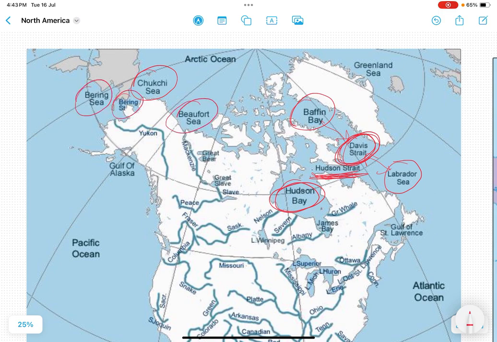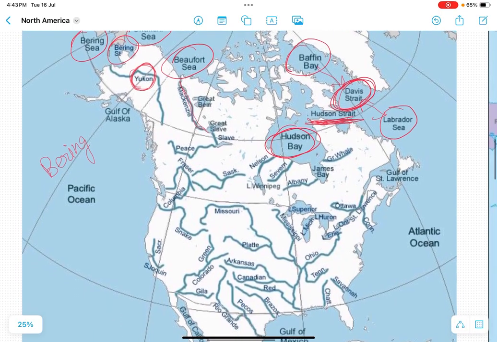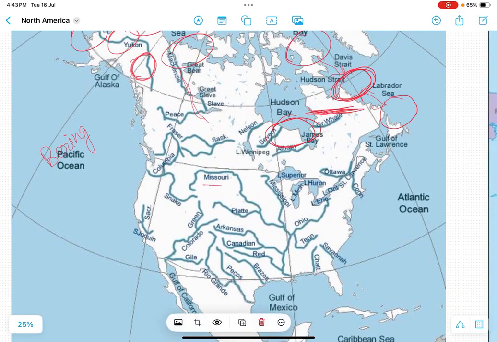Then we have an important river which drains into the Bering Sea. That is the Yukon River. It passes from Canada to Alaska. Yukon River, right? Then we have the Mackenzie River, that is in Canada. Then we have some other important rivers, like the Missouri, Platte, Ohio, Arkansas, Canadian, and Red rivers. All of these are tributaries of the Mississippi River, which flows into the Gulf of Mexico.